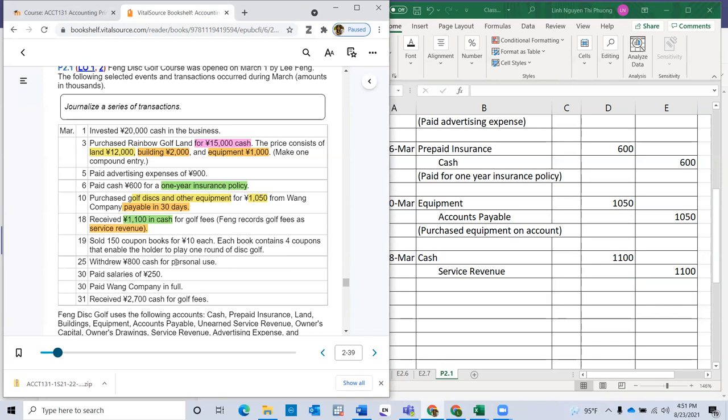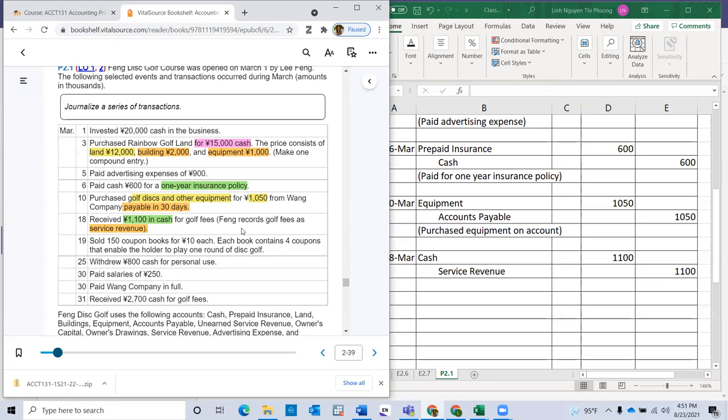Next, it says we sold 150 coupon books for $10 each. Each book contains 4 coupons that enable the holder to play 1 draw of this cup. Now, class, in some businesses they use coupon books. They sell the coupon books to the customer in advance, and then whenever the customer wants to play golf, they can bring the coupons and play anytime.